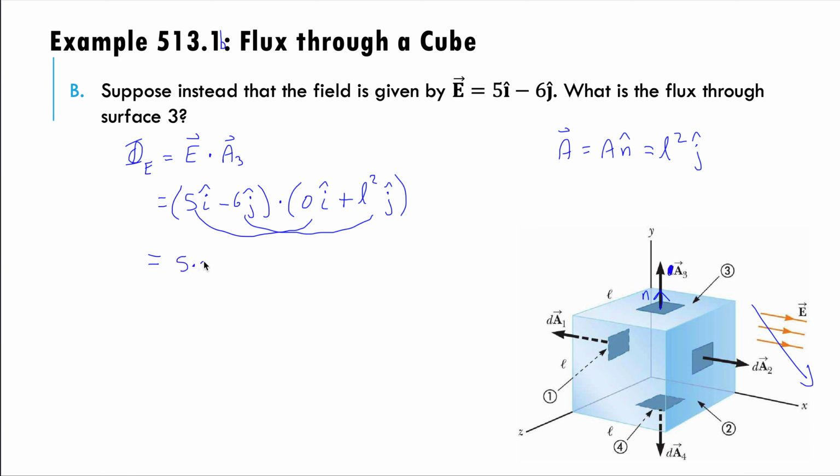So we have 5 times 0 plus negative 6 times L squared plus 0. So our final answer is negative 6L squared, and the units would be newton meters squared per coulomb. We notice that for this final answer, the flux is negative, and that is because the field is entering the surface, and we'll actually see that more in the next video once we talk about closed surfaces.